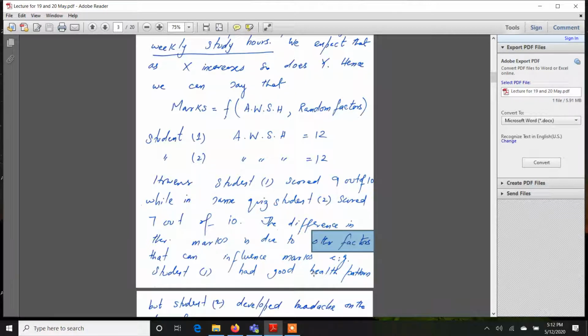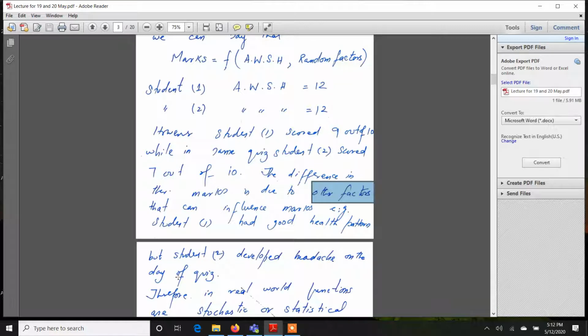This difference in marks between student 1 and 2 is due to some other factors that can influence marks. For example, student 1 had a good health pattern, but student 2 developed a headache on the day of the quiz. Something purely random. I'm not saying that student is permanently having any disease, unfortunately. I'm just saying, suppose that particular student faces a sudden headache on the day of the quiz. Then the impact of that sudden headache will be stored in this random factor part.